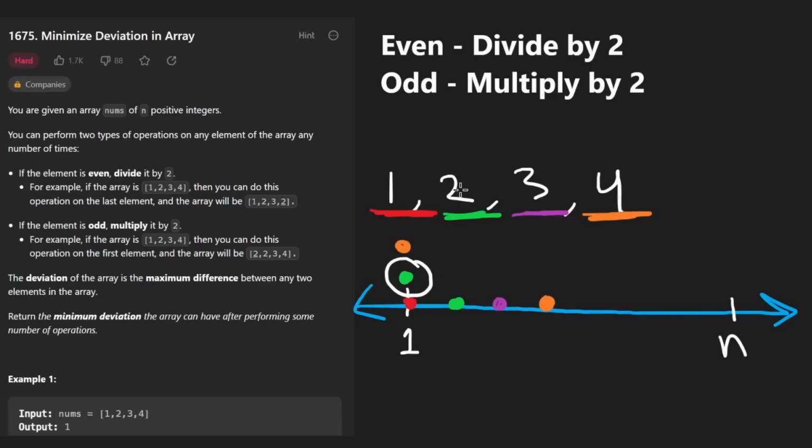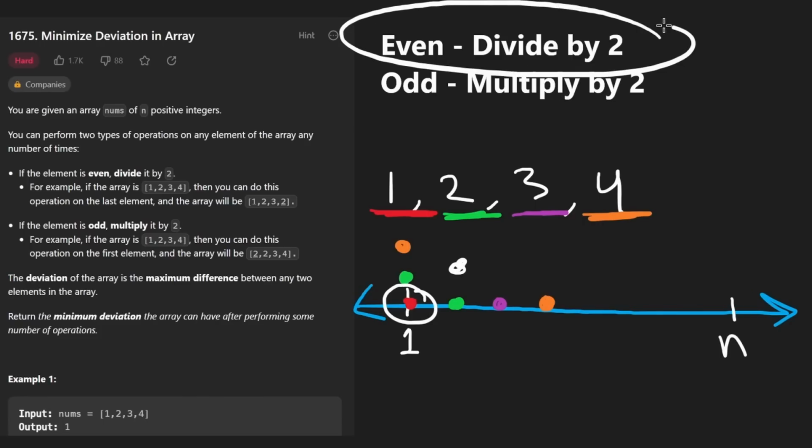So for the green one, we know it was 2, so it's going to end at 2. For the 1, it started at 1, but odd numbers can be multiplied by 2, so it's going to end here at the 2 value. Because then with an even number, we can't really multiply it by 2, we have to divide it by 2, and then we're just going to get stuck in an infinite loop. So we're not going to do that.